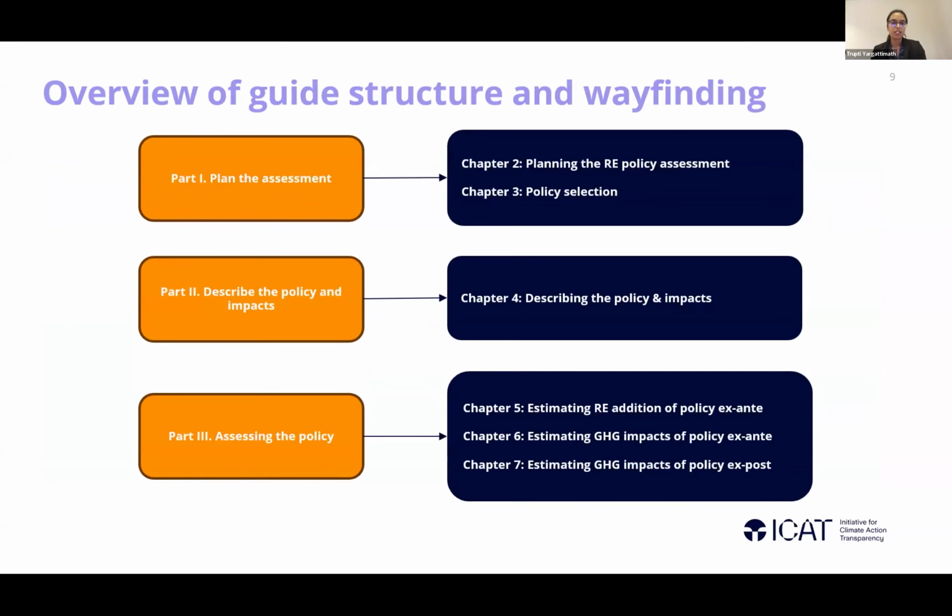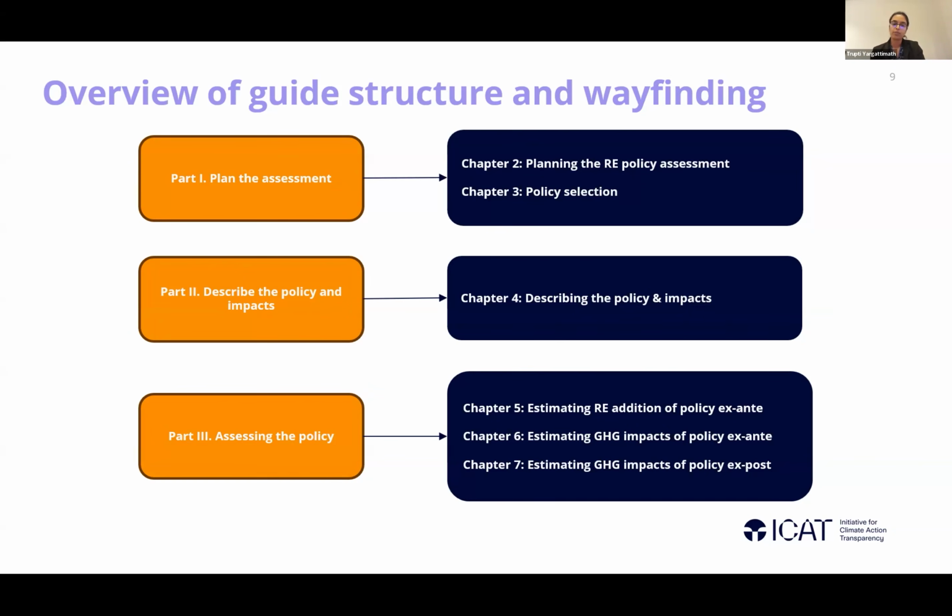The RE methodology has been organized into 3 main parts. Part 1 begins with planning the assessment, which includes a brief overview of reporting frameworks, stakeholder engagement, policy objectives, and methodological considerations that are relevant to the sector. And it can help users identify policies that are applicable to their context, including an overview of policy types and the scope of the methodology.